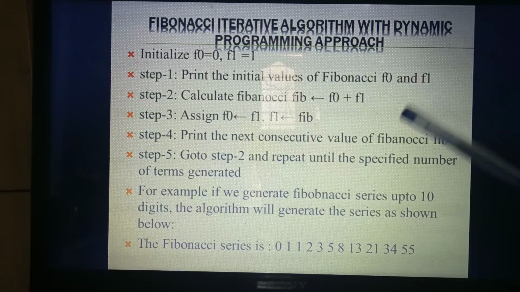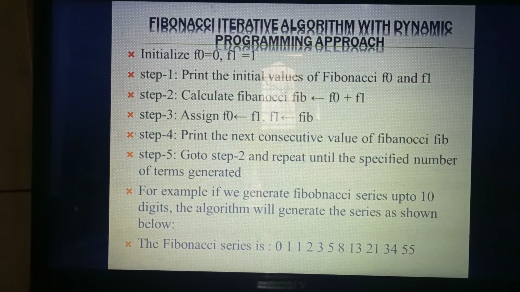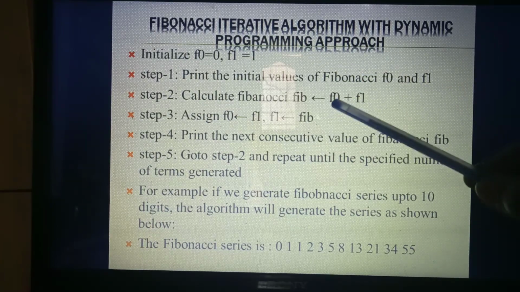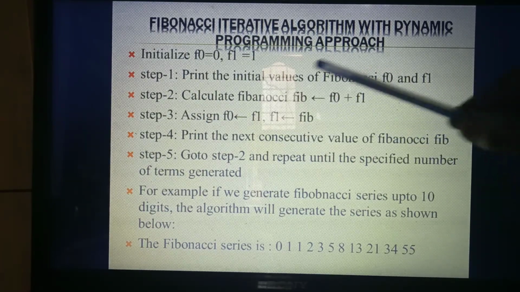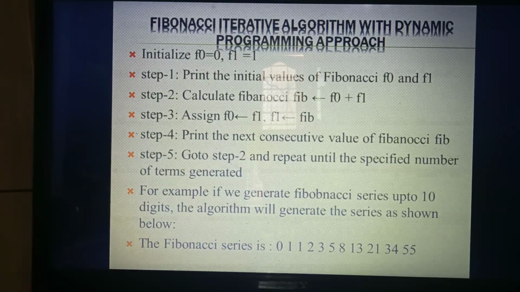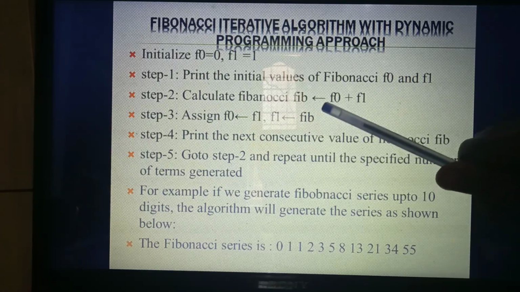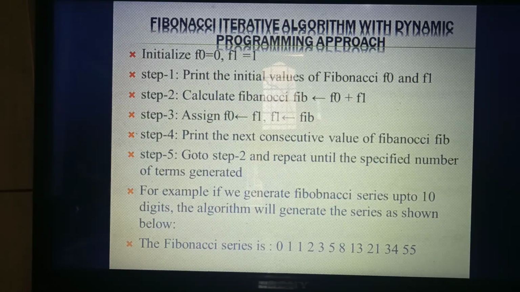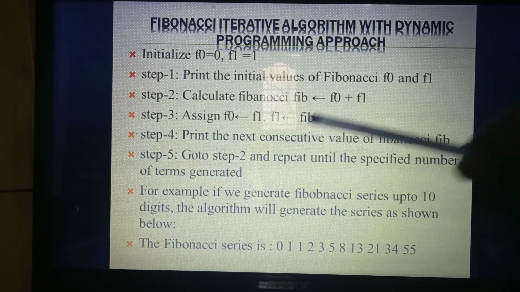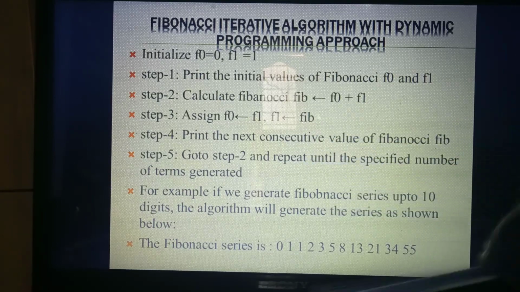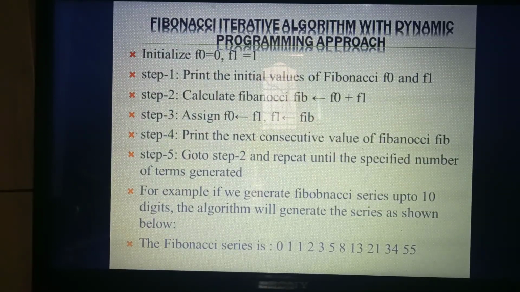Okay. Then they are assigning the previous values: F0 to F1 and F1 to fib. That means the next two consecutive values are being added. Understand what they are doing? Fibonacci series, F0 to F1 and F1 to fib. What's the meaning of that? The next two consecutive values are added. Then again you repeat the steps from step 2.